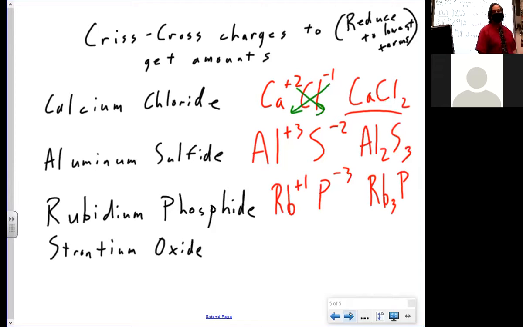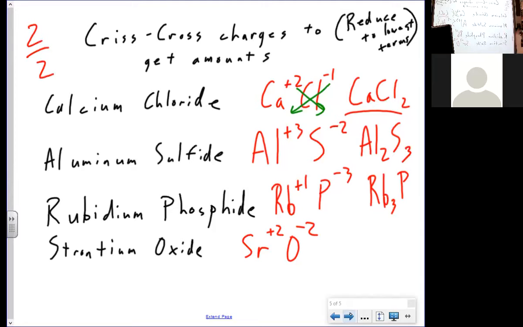Strontium? Sr. Charge? +2, excellent. Oxide? We've already talked about it a bunch. What's oxide? Oxygen. Just O with what charge? -2. Now here's where we get something interesting. Crisscross, what does each thing have? It'd be Sr2O2. Reduce to lowest terms. Reduce this fraction for me. Everybody with me? Sr2O2 is the same as SrO.